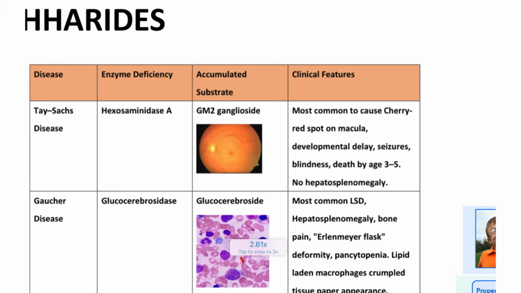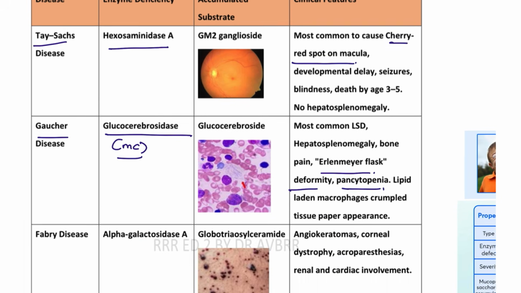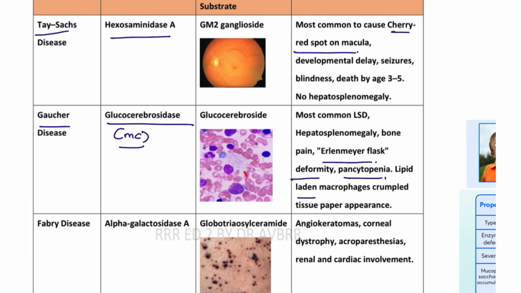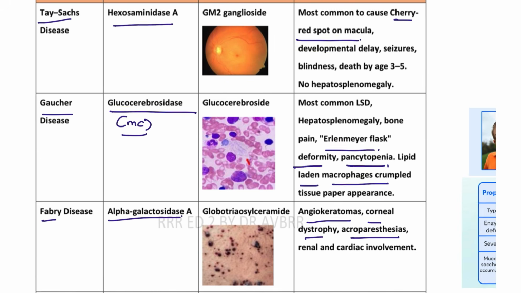Next, lysosomal storage disorders. Tay-Sachs disease is hexosaminidase A deficiency, most commonly associated with the cherry red spot in the macula. Gaucher's disease, this is the most common overall, and this is due to glucocerebrosidase deficiency. Erlenmeyer flask deformity and pancytopenia are seen, and also lipid-laden macrophages with a crumpled appearance. Fabry's disease, alpha galactosidase A deficiency, angiokeratomas, corneal dystrophy, and acroparesthesias will be seen in this patient.